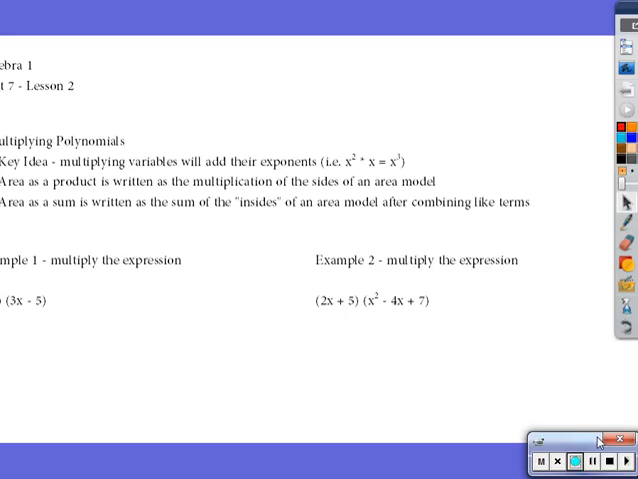Alright, and this will be a good refresher here for you for multiplying polynomials. Key idea here would be that when we multiply variables, we're going to add their exponents. For example, x squared and x makes x cubed.